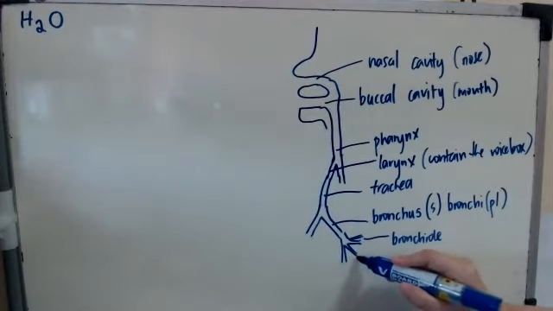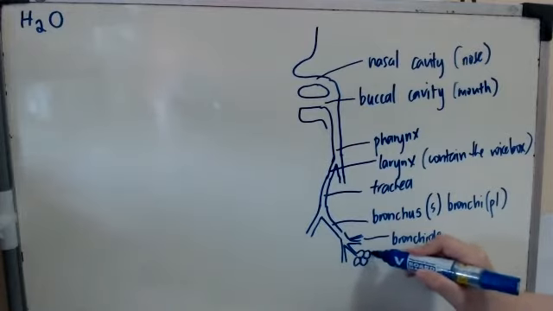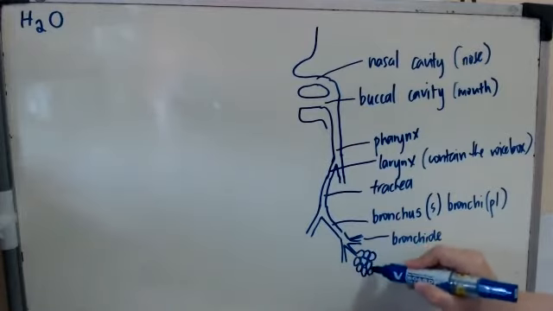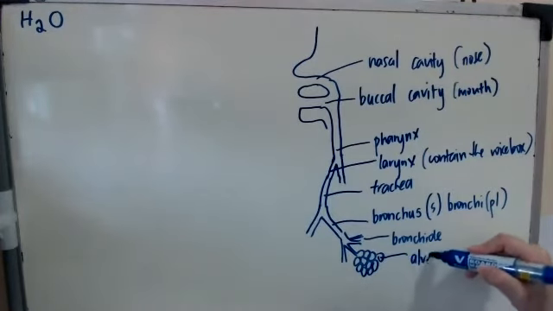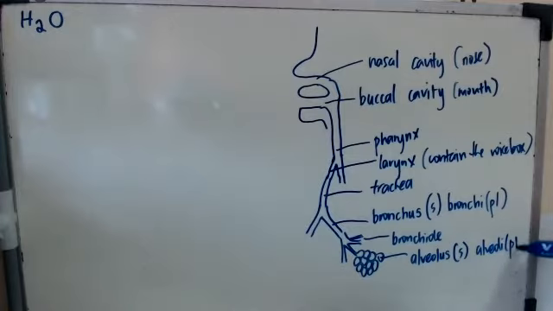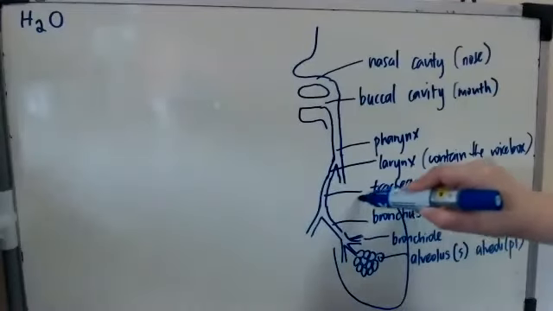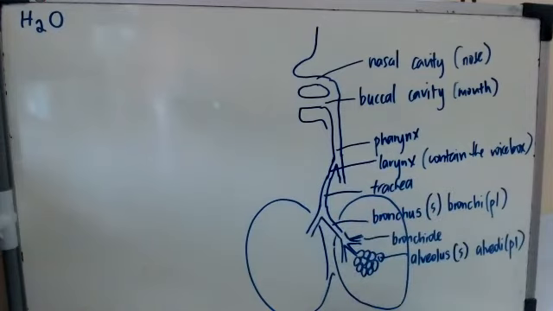And then at the end of the bronchioles, we have what we call a sac, scientifically known as the alveolus. That is singular. Alveoli, plural. Okay? Yeah. So the alveolus will form part of your lungs over here, that's the lungs over here.